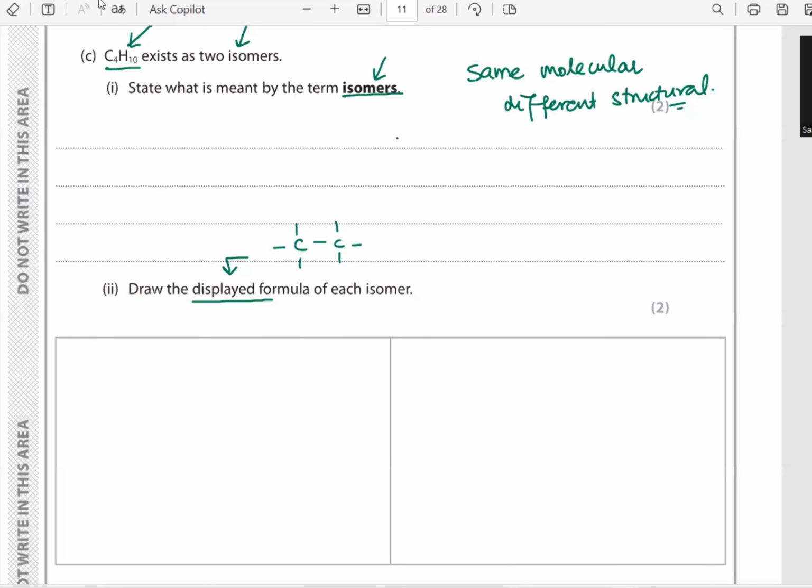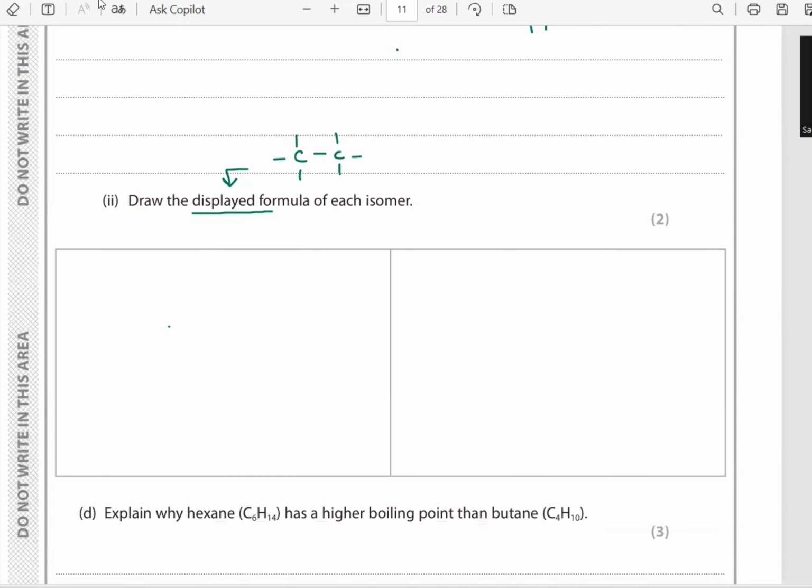So this is C4H10. Let's draw the normal chain of C4H10. We have to draw 4 carbons. Complete the bonds occupied by hydrogen. You know, each carbon makes 4 bonds. This is the normal butane structure, which is a straight chain.